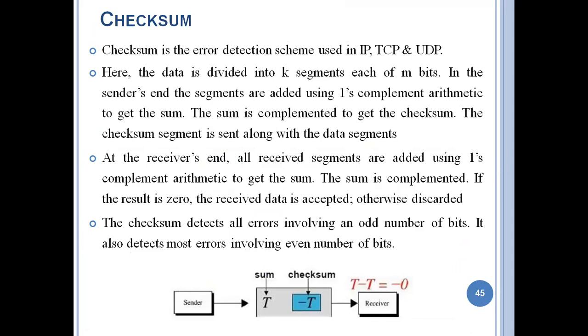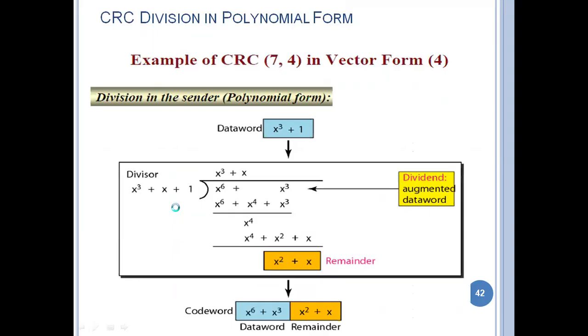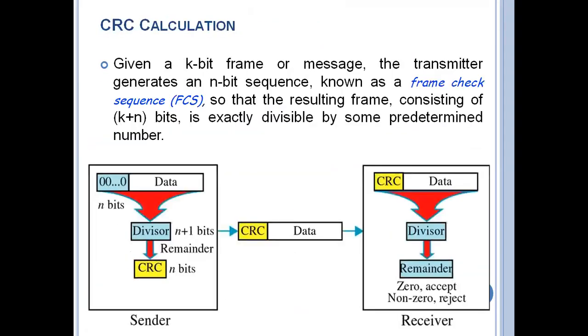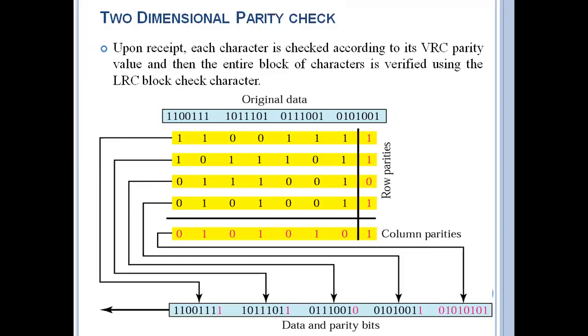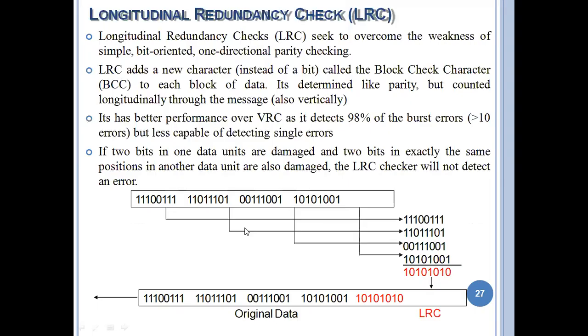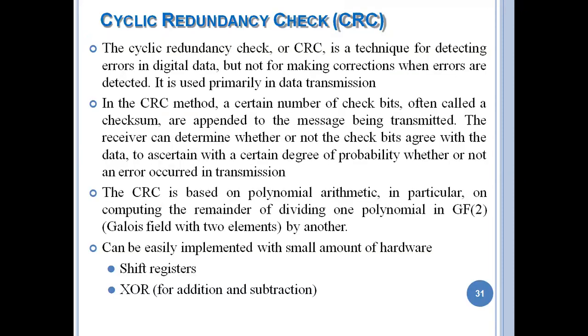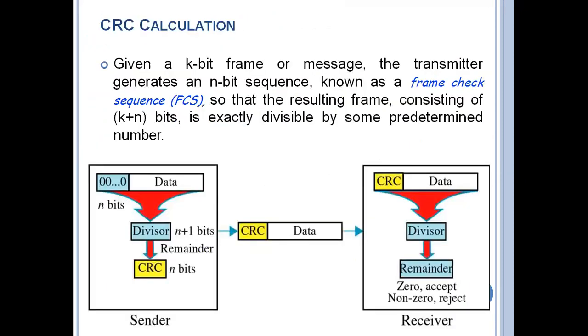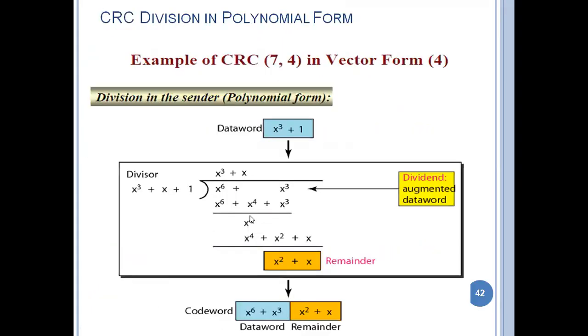Checksum is the fourth error detecting technique. So now we are completing the error detecting techniques. The first one is vertical redundancy check, which identifies only odd parities. So it is only for odd parity bits. The next one is longitudinal redundancy check, LRC, and the third one is CRC, cyclic redundancy check, and the fourth one is checksum.